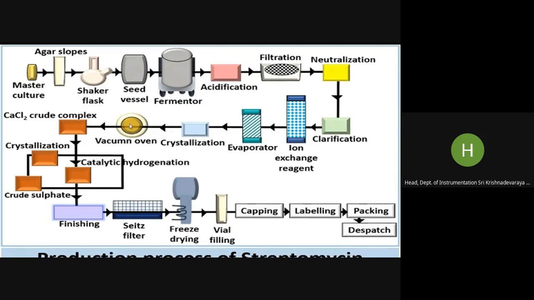Then it goes through crystallization and a vacuum oven for drying. Then a calcium chloride crude complex is given, again catalytic for crystallization. Once it comes out, it goes through freeze drying, and there you are filling it into the vial. The injection vial is a glass tube where the injection is held. Then it is capped, sealed, labeled, packed, and dispatched. This is how a streptomycin injection is made.